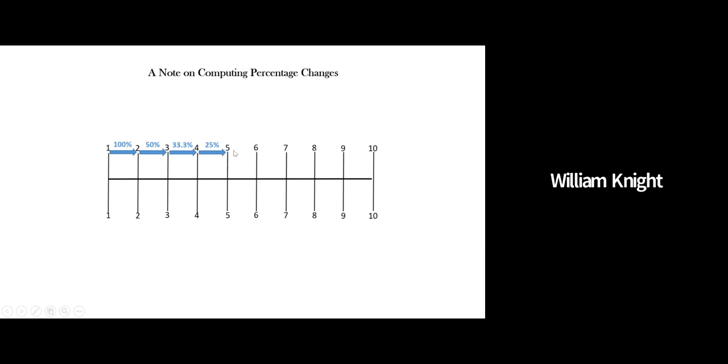The change from 5 to 6 you'll find is a 20% change. From 6 to 7, 16.666. 7 to 8, 14.3. You'll find that. Just check it out and do it. And that'll give you sufficient practice that you will need for computing these percentage changes on test number 3.